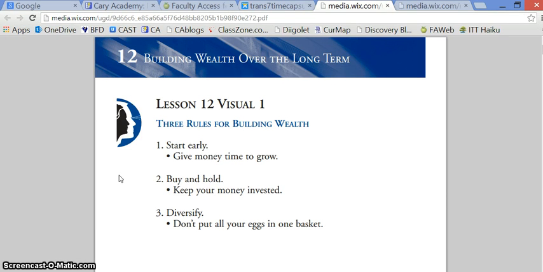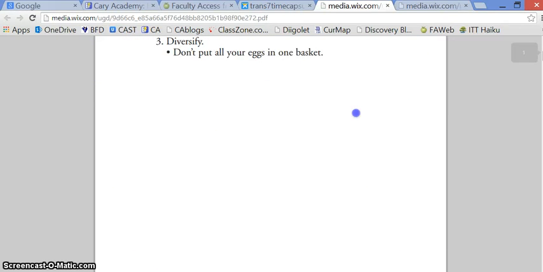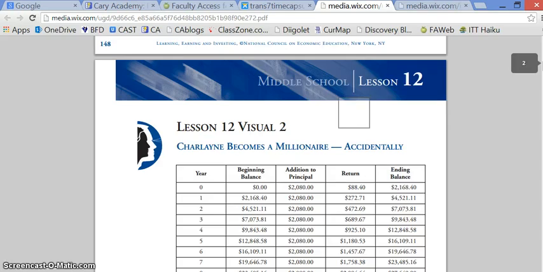All right, so the other thing is when you invest in stocks, you don't put all your money in one stock, and you don't put all your money in one kind of stock. You don't just invest in tech stocks or pharmaceutical stocks or retail stocks. You invest in all kinds of stocks. And again, that's what your financial advisor is there to do, help you with these things. So on the next page, we're going to see what Charlayne did.